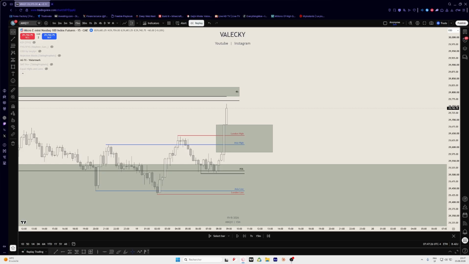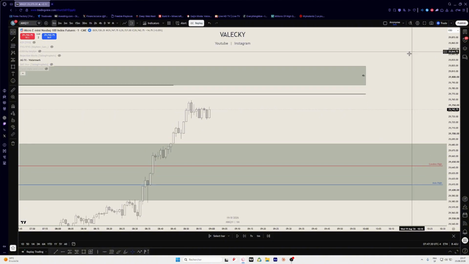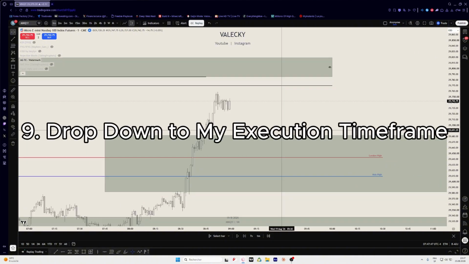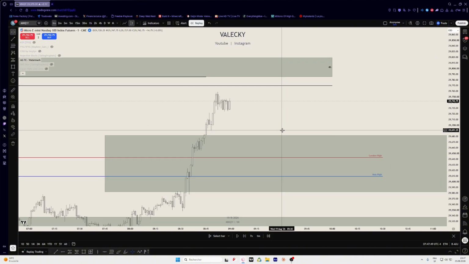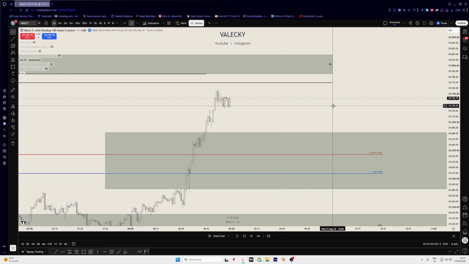Alright, so drop down to my execution time frame. I'm going to be using the 1 minute here because I don't have premium. Alright, so number 9, drop down to my execution time frame. Once price reaches an area I'm interested in, I go down to my execution time frame. This is where I start looking for my actual setup. I'm looking for a confirmation like an IFVG or CISD, and not just entering because price touched a level. The high time frame gives me the location. The liquidity gives me a reason to pay attention, and my low time frame setup gives me the entry.